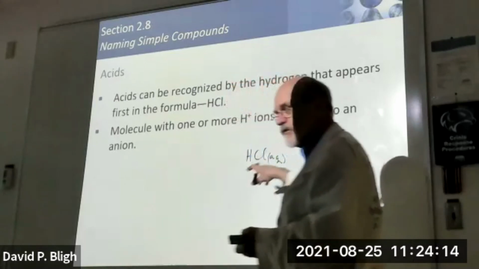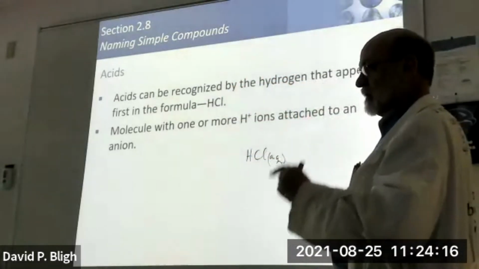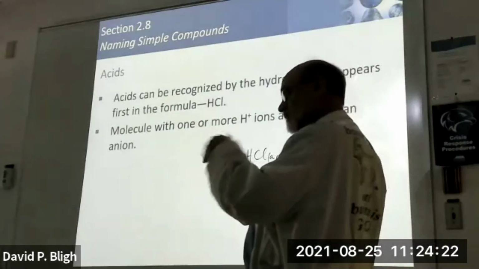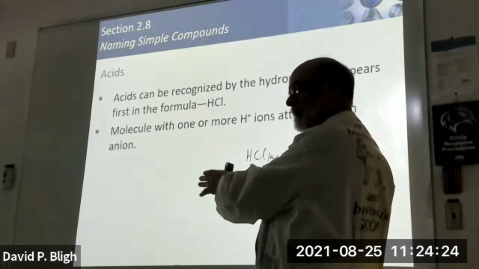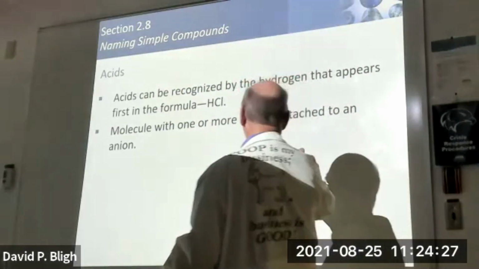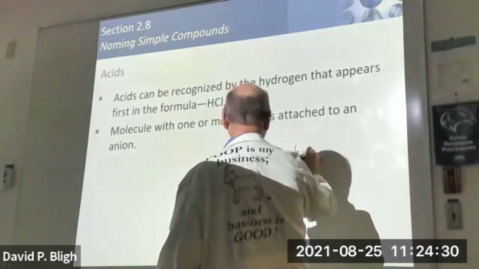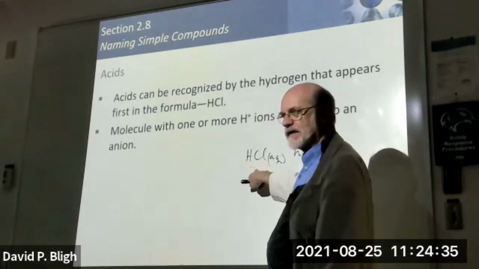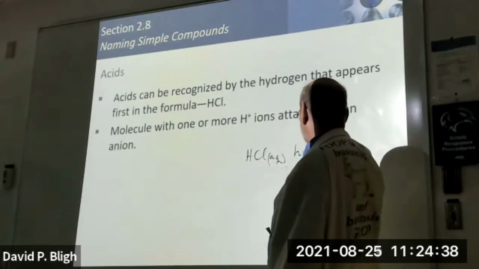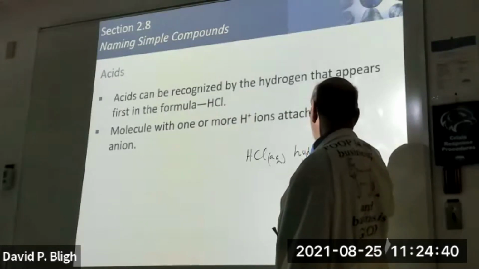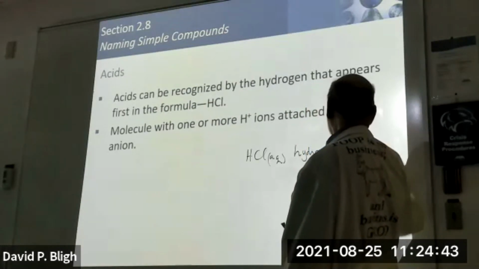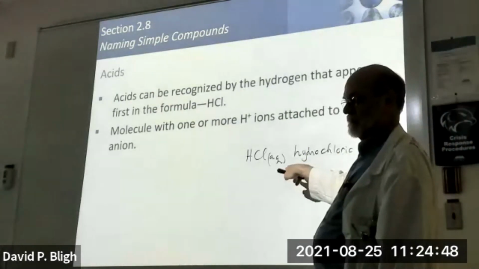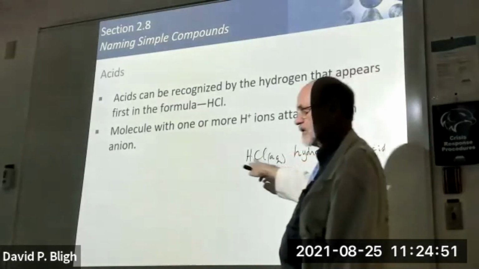But the next question after you answer that question is, is there oxygen involved? If there's oxygen, that gives you a different route to naming. If there's no oxygen, then you always start the name with hydro. And then you take hydrogen chloride, the ide becomes ic. So hydrochloric acid. If there's an oxygen in there, you never say hydro. You only say hydro if there's no oxygen.